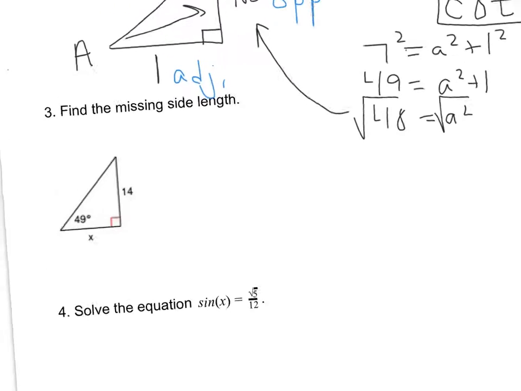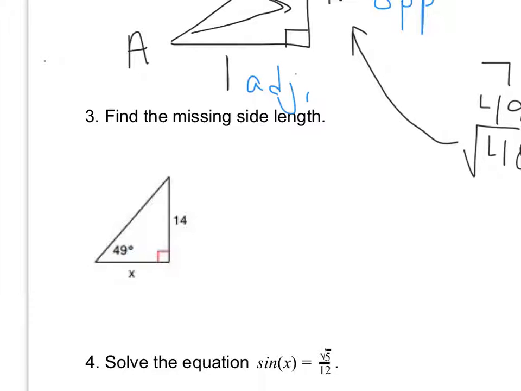All right, let's look at question 3. Question 3 says, find the missing side length here. So we're trying to find this x. So we have this angle of 49.